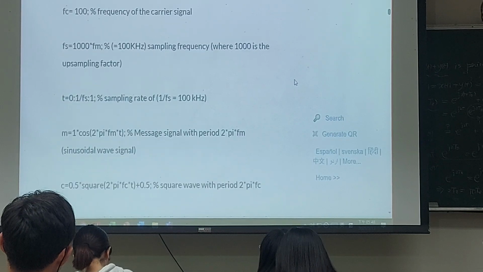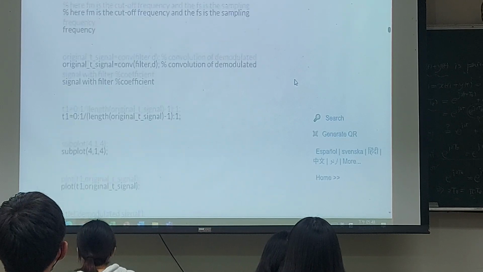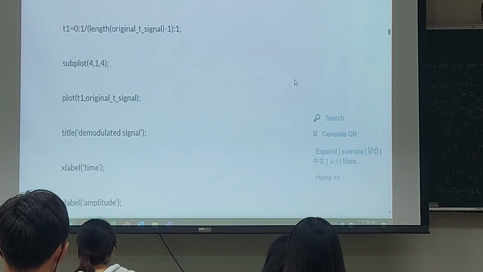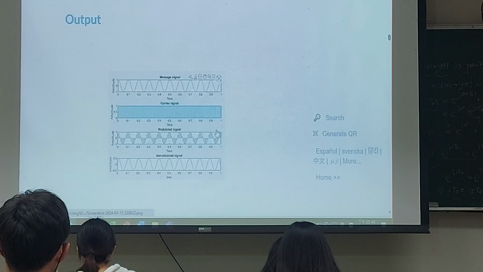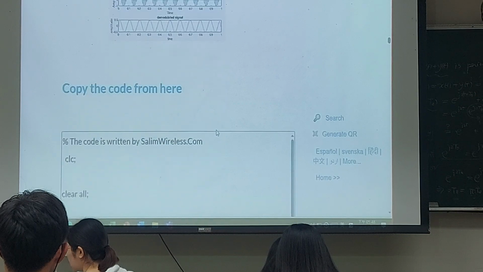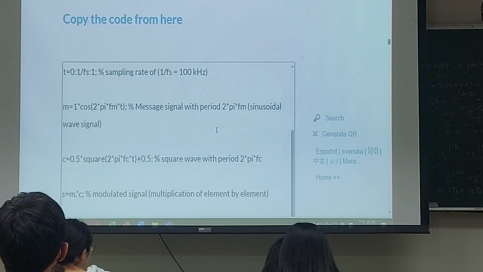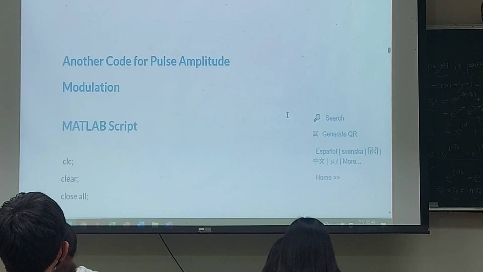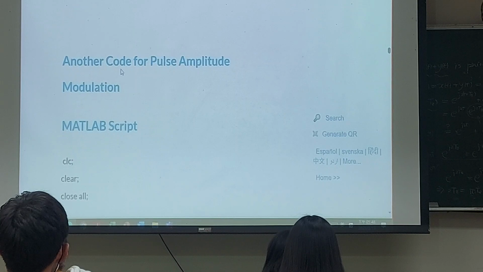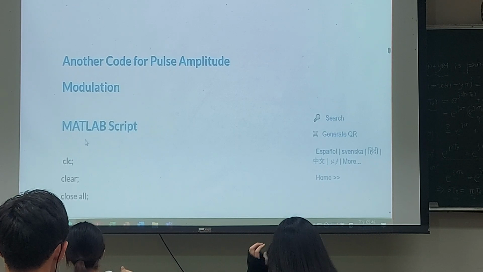Okay, and then please go to the second one. The first one is okay, but the output is too dense. It's hard to read. So I want you to go to the second one, this one. Here, another code for the pulse amplitude modulation method script.